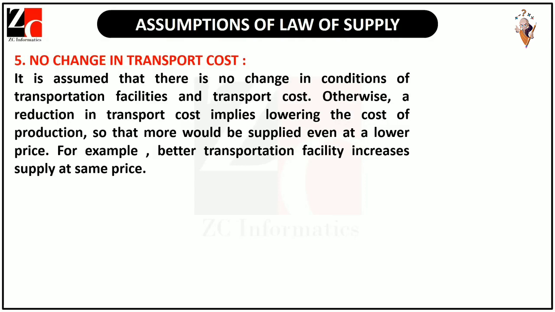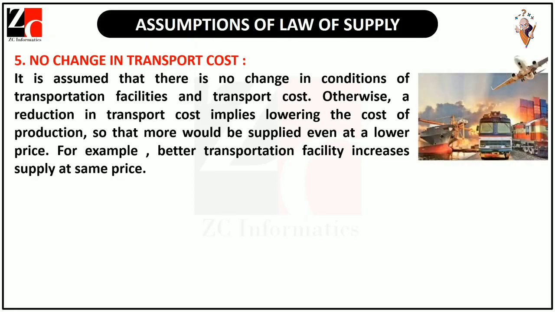Speedy transportation facilities save the time and cost of transporting goods. This in turn may lead to increase in supply at constant prices. Similarly, slow transportation facilities increase the time and cost of transporting goods. Thus, this in turn may lead to decrease in the supply at constant price.